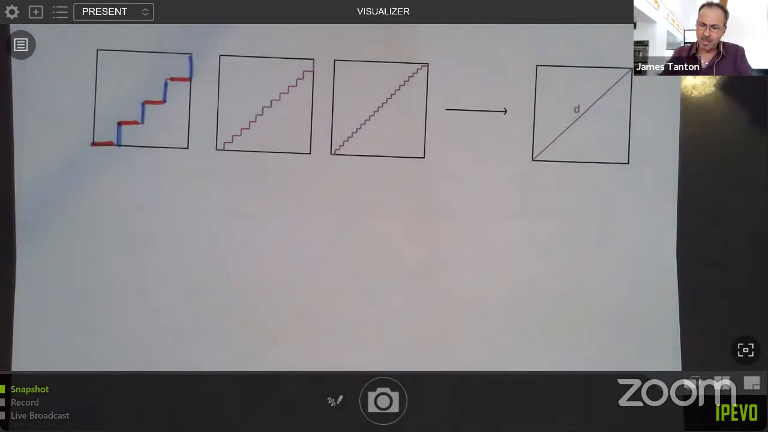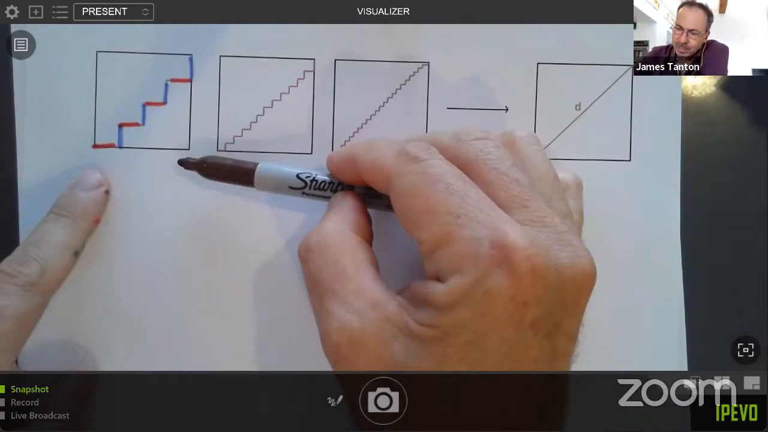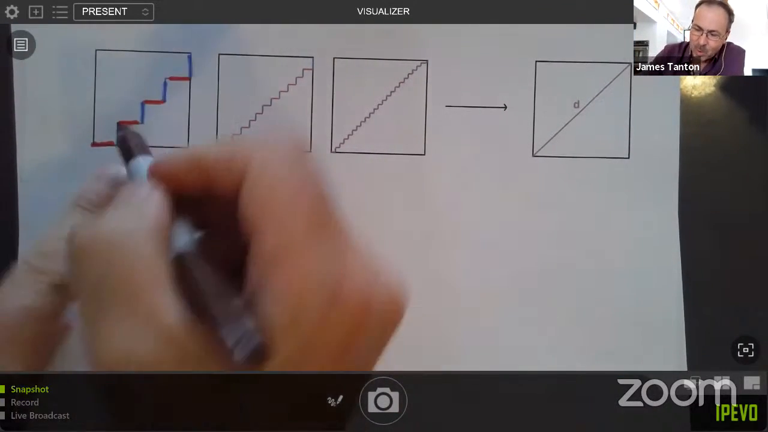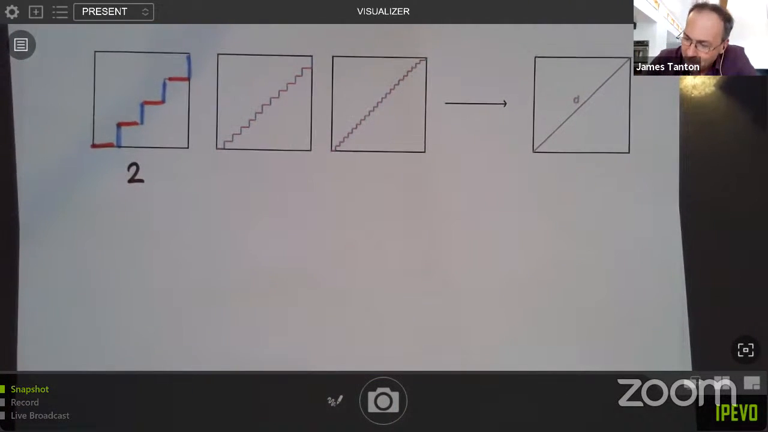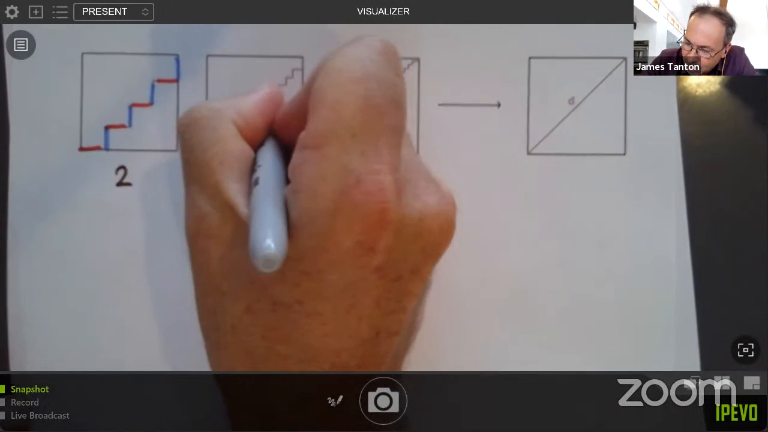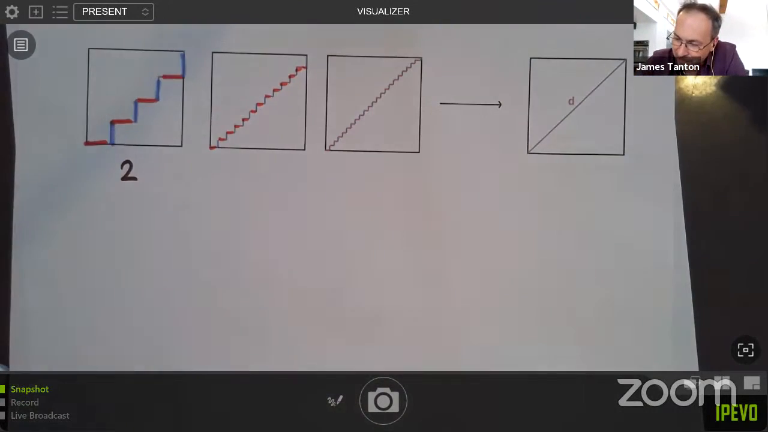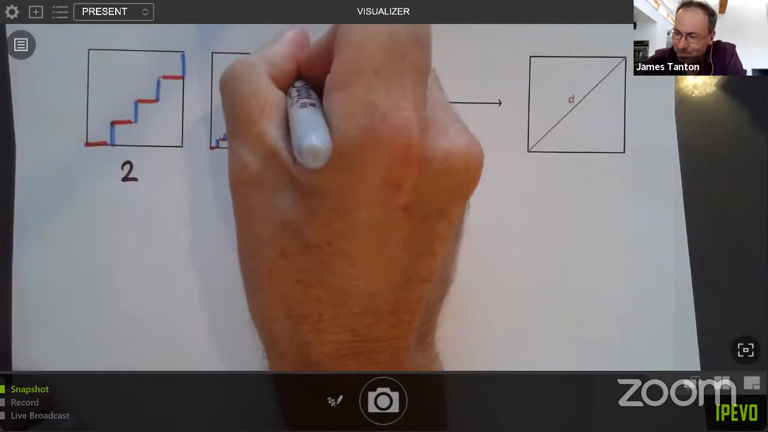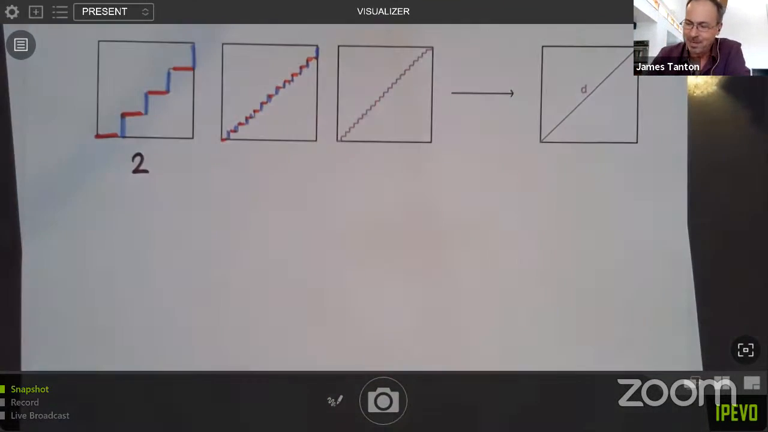I can see that all the red stuff is the same as the bottom side length, and all the blue stuff is the same as the side length. So the red stuff adds up to 1, the blue stuff adds up to 1. So the length there is 2 units. That staircase is 2 units long. But if I make a better staircase, it more closely approximates the diagonal. Here's all the red stuff, which again matches the bottom length, and here's all the blue stuff, which matches the side length. The length of that staircase is also 1 plus 1, which is 2.